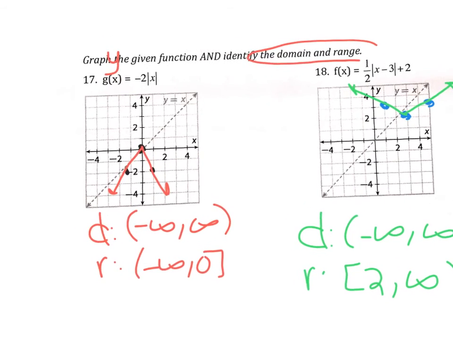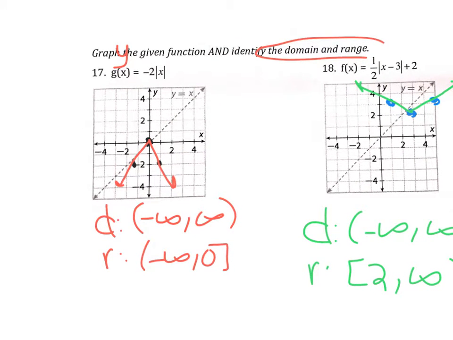17, graph and find the domain and range. When you graph absolute value, it is a V shape. It has no shift in this one. The negative means it goes down. It reflects across the x. The 2 means you go down 2 over 1, down 2 over 1. There's your graph. Domain goes left and right forever. Range is going down forever, up to 0 on the y.